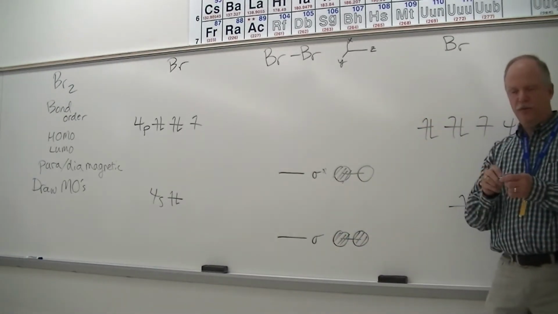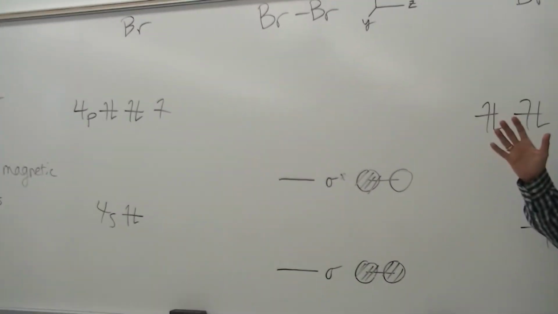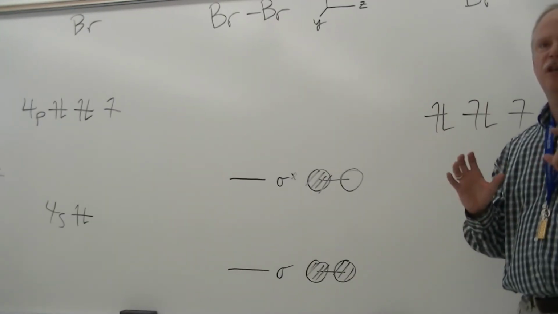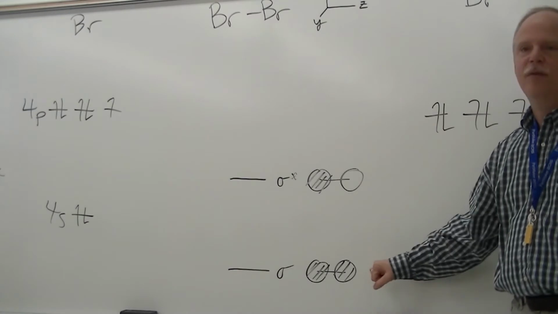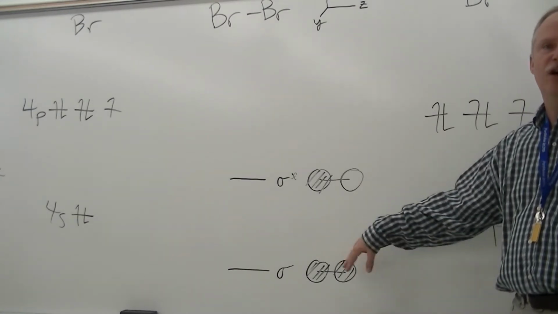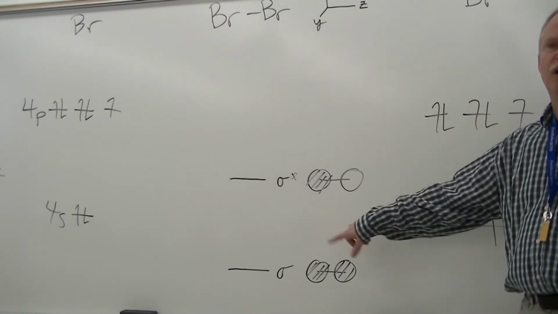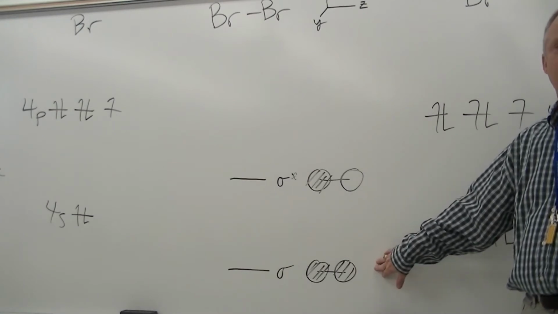And what I'm going to do for drawing these MOs, I'm not going to try to make them beautiful. I'm just going to show the atomic orbitals and the shading on the atomic orbitals. So you can see down here both atomic orbitals are shaded. That means there's no node. And it goes over the whole molecule. So that's the bonding molecular orbital.